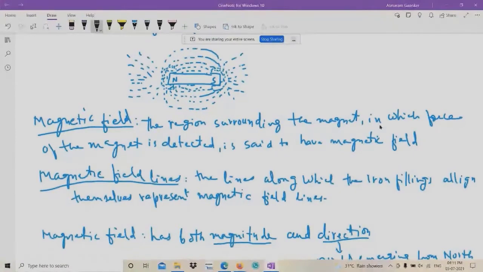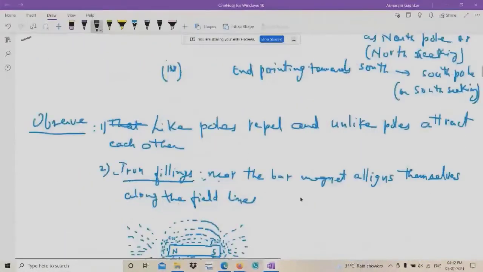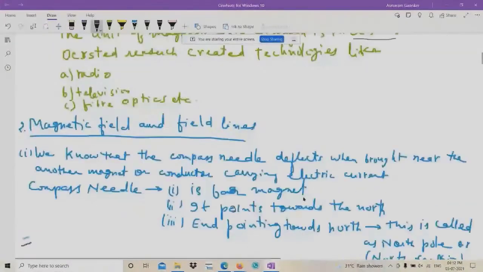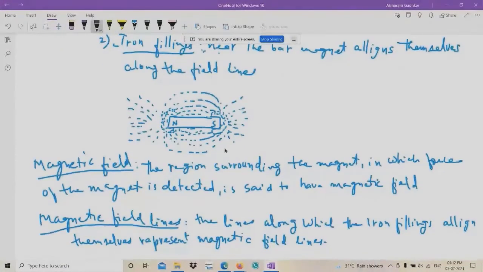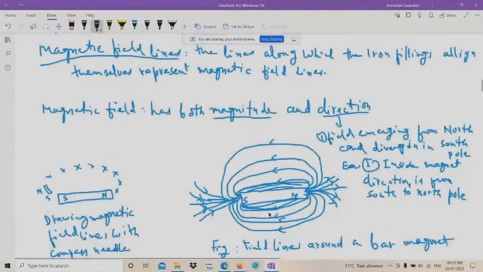The region surrounding the magnet in which the force of the magnet is detected is said to have a magnetic field. So magnetic field is nothing but an area surrounding the magnet where the force of the magnet is detected. Then we have to understand what magnetic field lines are. The lines along which the iron filings align themselves represent magnetic field lines. You see here these iron filings got aligned themselves, and they are called magnetic field lines.